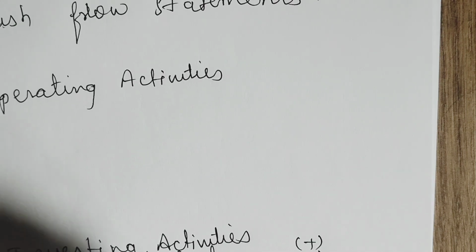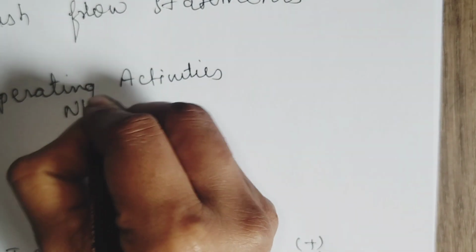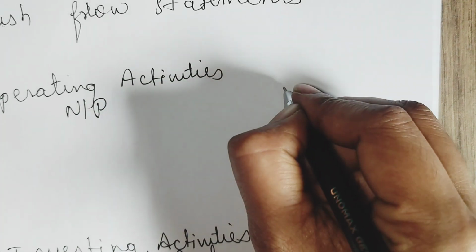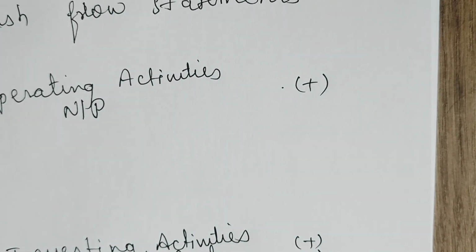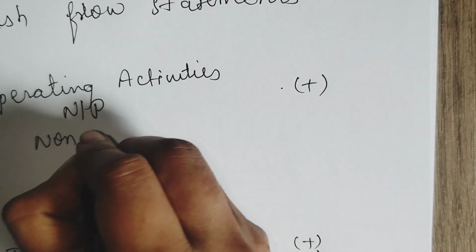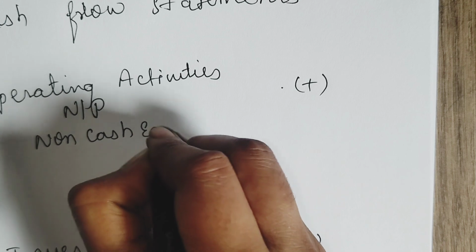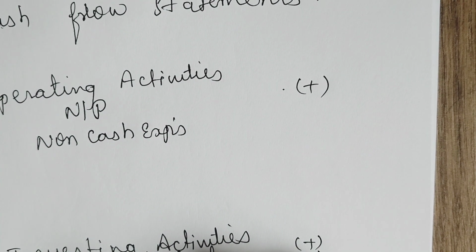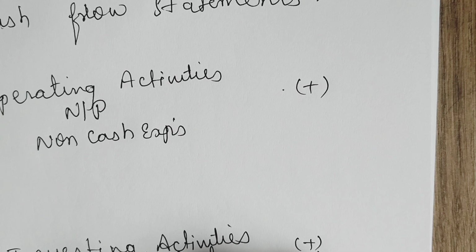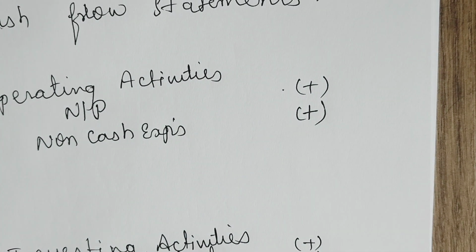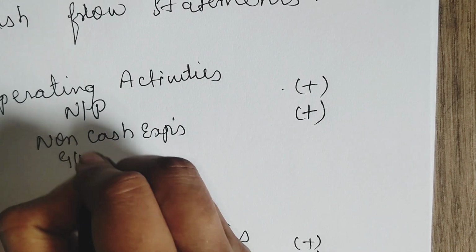Right? And operating activity starts from net profit as per your profit and loss account. Whatever net profit is given, with that you are adding all non-cash expenses. Non-cash expenses means depreciation, goodwill written off, preliminary expenses. These are all non-cash expenses. All non-cash expenses you are adding.